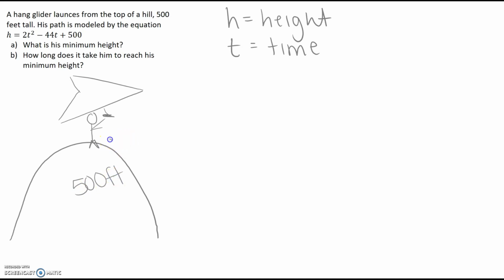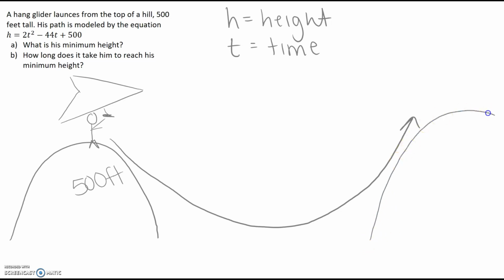So when he flies, he's probably going to drop down and then he's going to come back up to another hill, which was another part of the problem, but I feel like students don't really struggle with that, so I'm not going to go over it. So the hang glider launches 500 feet tall.